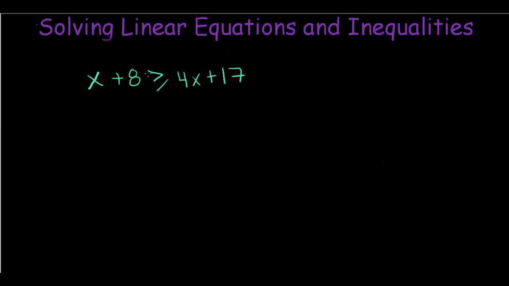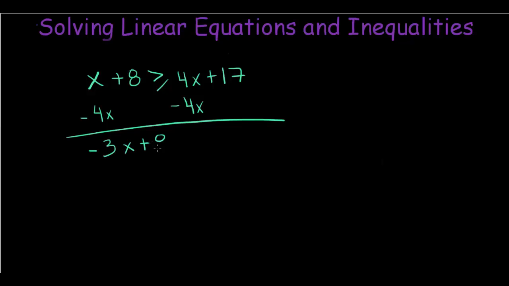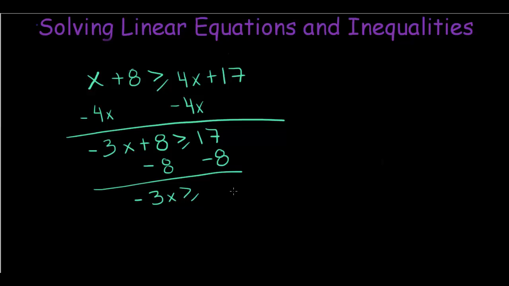The first thing is that we want to make sure that all the variables are on the same side. So I'm going to start by subtracting 4x from both sides. So x minus 4x is going to give me negative 3x plus 8 is greater than or equal to 17. Now I'm going to move the 8 to the other side. So I'm going to subtract 8 from both sides. And that's going to give me negative 3x is greater than or equal to 9.